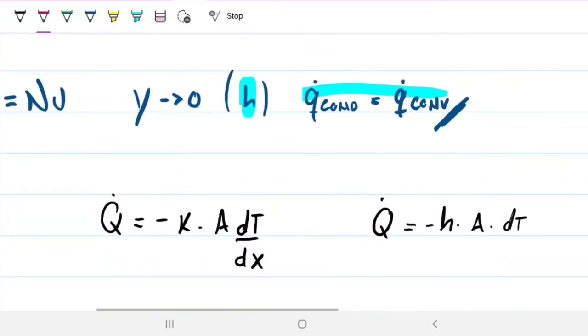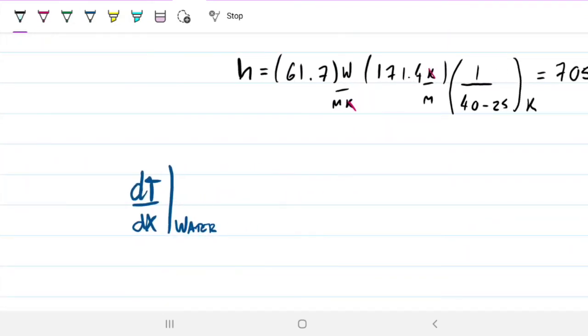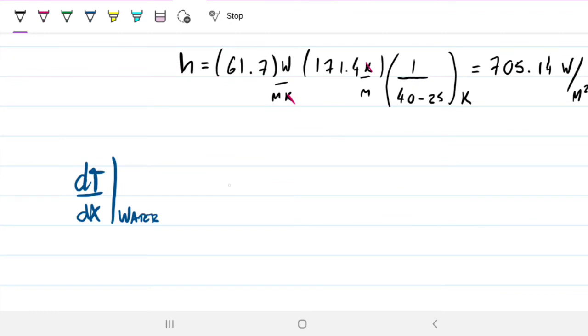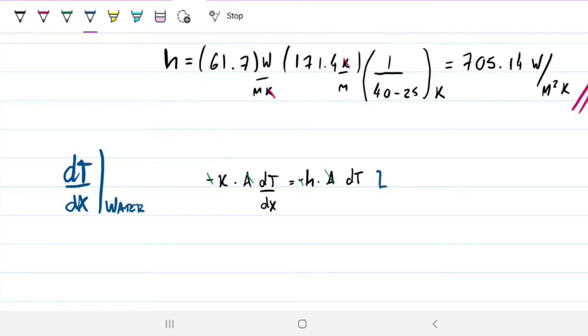Okay, so it's the same thing we did here. Let's do it one more time. So kA dT/dx equals hA dT. Okay, once again, we can get rid of this, and the negatives. All right, but now if we're looking for the one at the water, right? So if we're looking only for this, it's only for water.